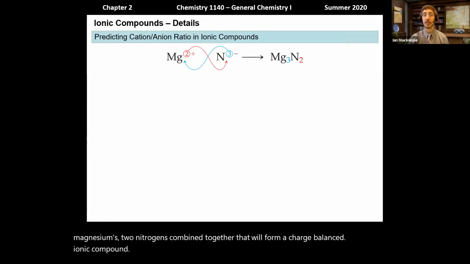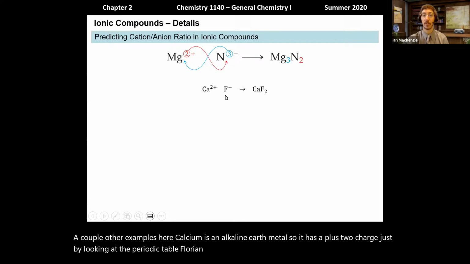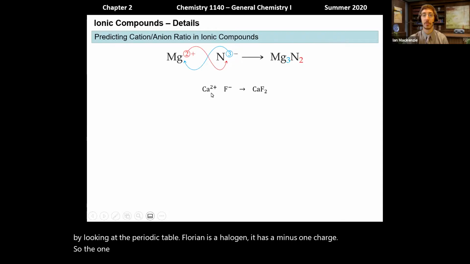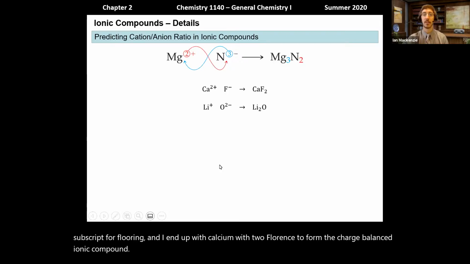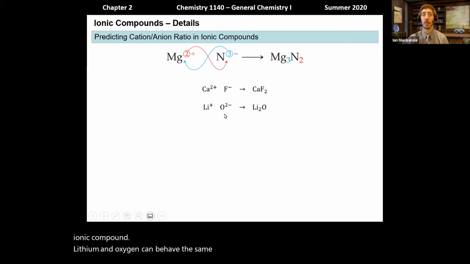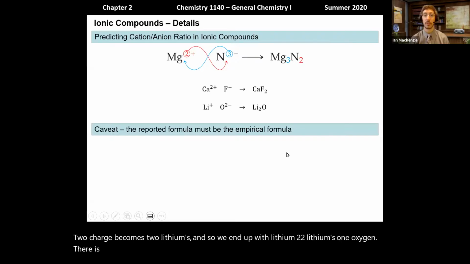A couple other examples here. Calcium is an alkaline earth metal, so it has a +2 charge just by looking at the periodic table. Fluorine is a halogen, it has a -1 charge. So the 1 comes down to be the subscript for calcium, the 2 comes down to be the subscript for fluorine, and I end up with calcium with 2 fluorines to form the charge balanced ionic compound. Lithium and oxygen can behave the same way. +1 charge becomes 1 oxygen, -2 charge becomes 2 lithiums, and so we end up with Li2O, 2 lithiums, 1 oxygen.